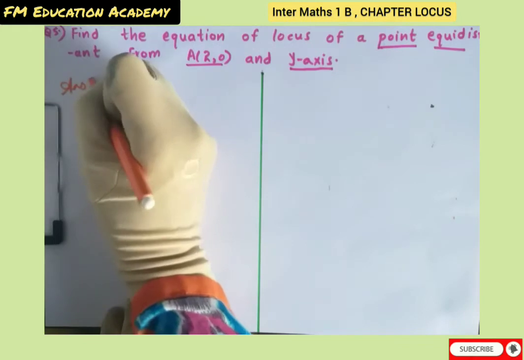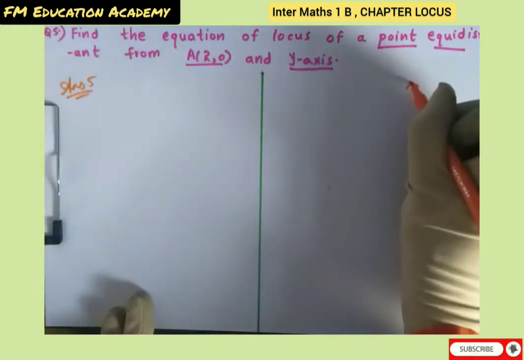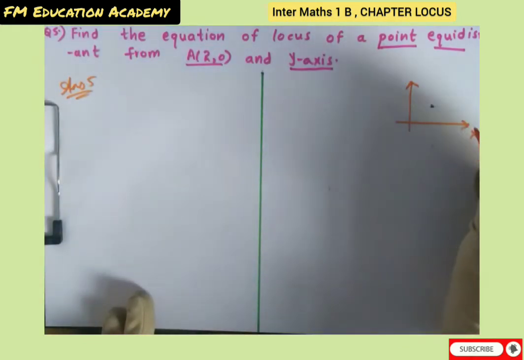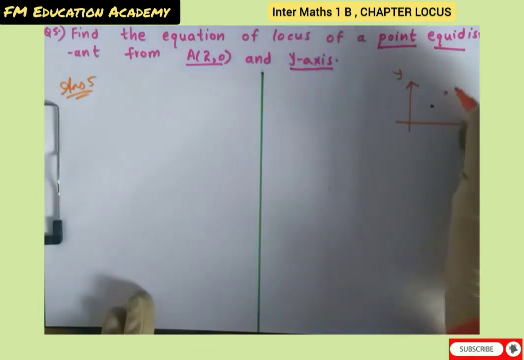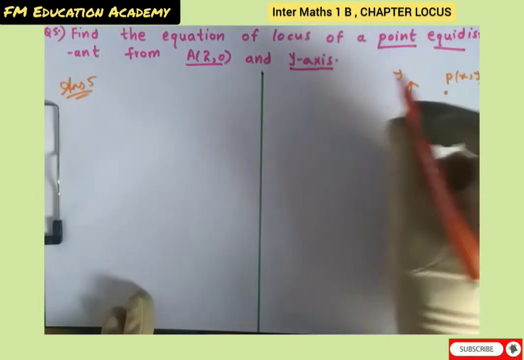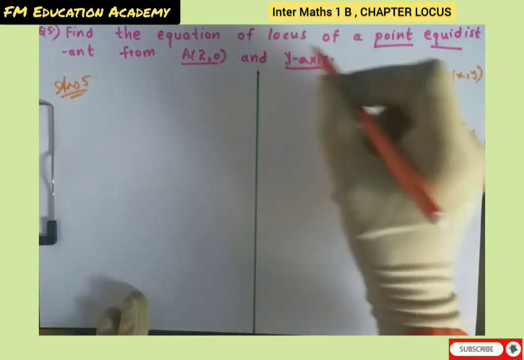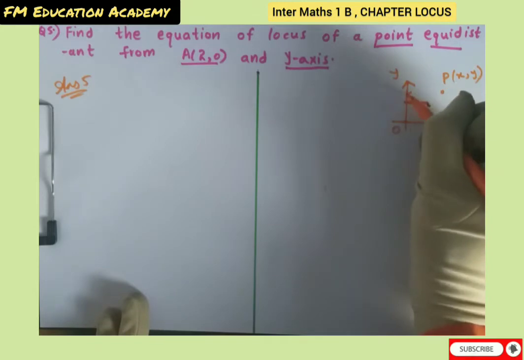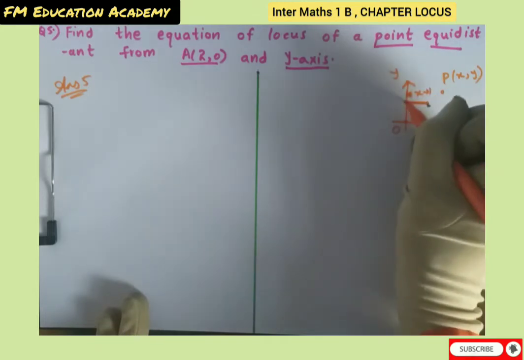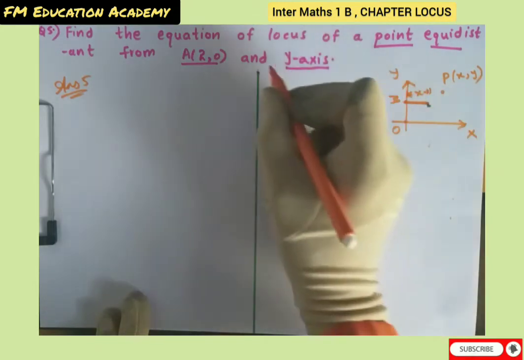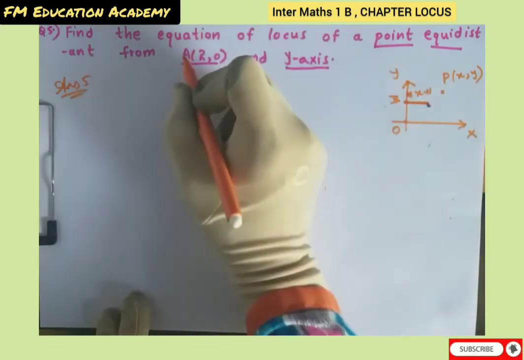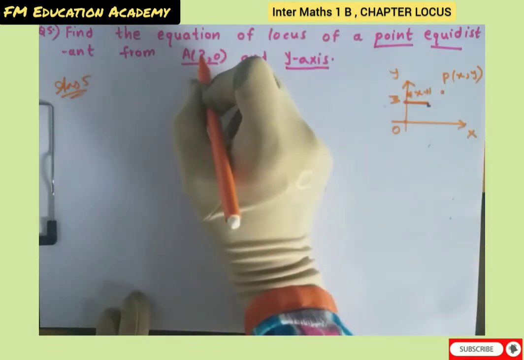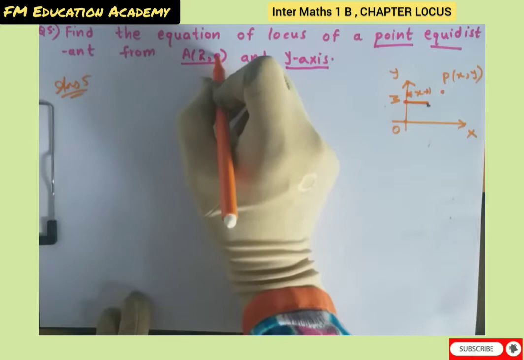Answer 5. We have our coordinate axes, x-axis and y-axis. It is telling that there is a point, let us suppose it is P(x, y), and let us suppose this is our origin. So that point is at an equal distance from the y-axis. Y-axis means this is the distance, that is here it is x, and let us suppose it is M, and it is also at an equal distance from A(2, 0). 2, 0 means x coordinate is 2 and y coordinate is 0.